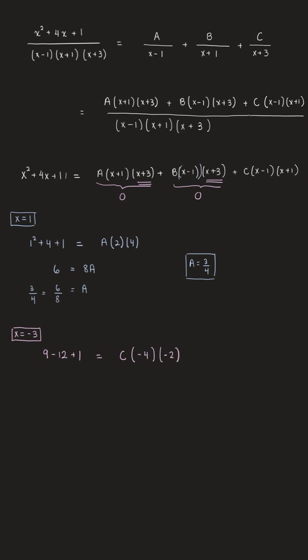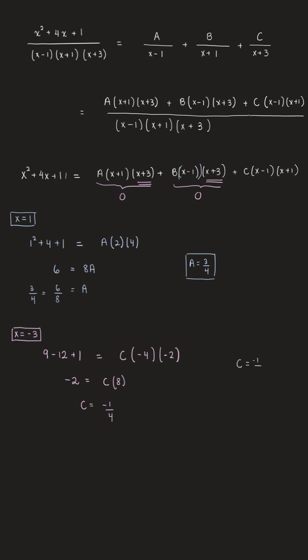So let's see what we have now. We'll be able to solve for c. On the left, 9 minus 12 is -3. -3 plus 1 is -2. And on the right, we have c times 8. So it looks like c is -2 divided by 8, or -1/4. And we have found c.